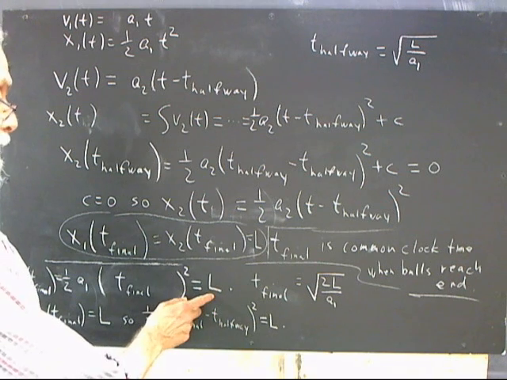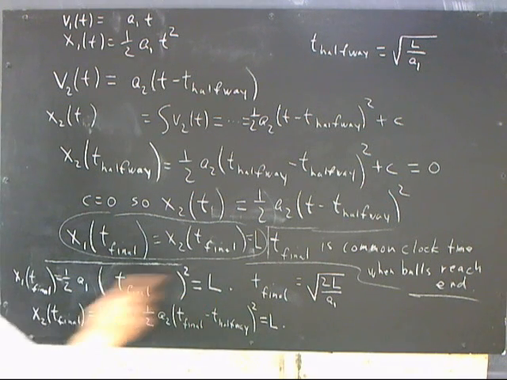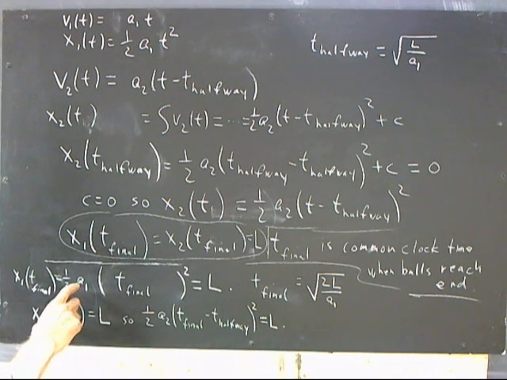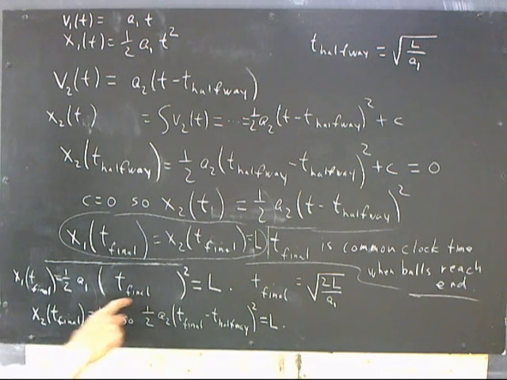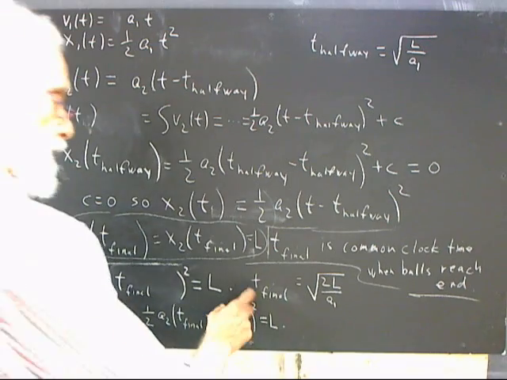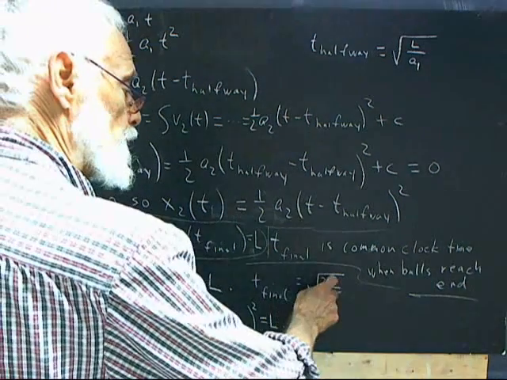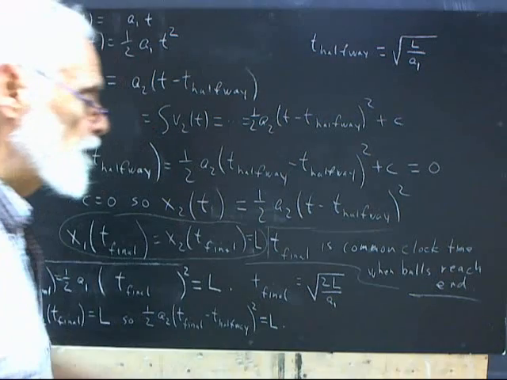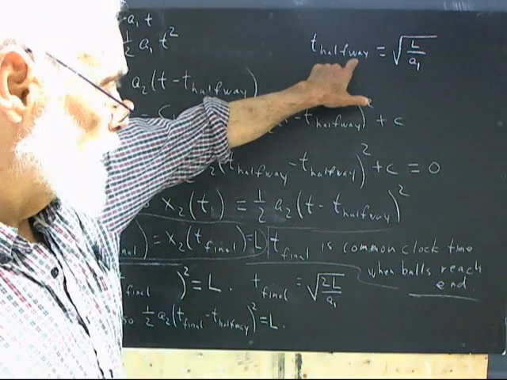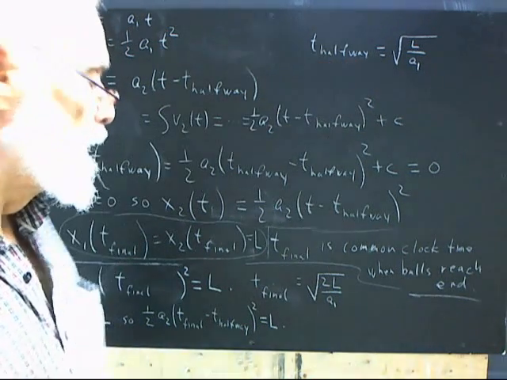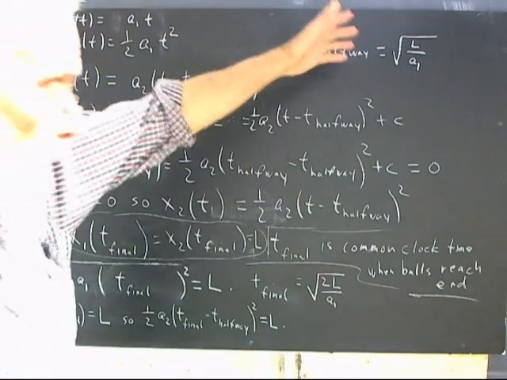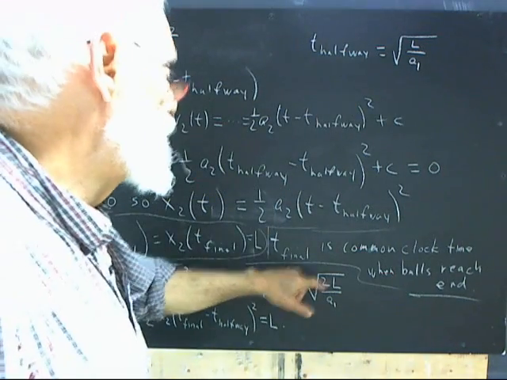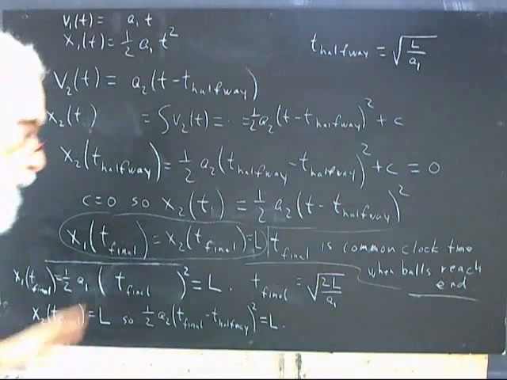Well, we presumably know the length of the ramp, and we presumably know a1, the acceleration on the ramp, so we can easily solve this for t final, and you can verify that that solution, t final, is the square root of 2L over a1. Now you can compare that and keep that in mind with the t halfway, which is just the square root of L over a1. And so here we have the 2, here we don't. And you should think about why.